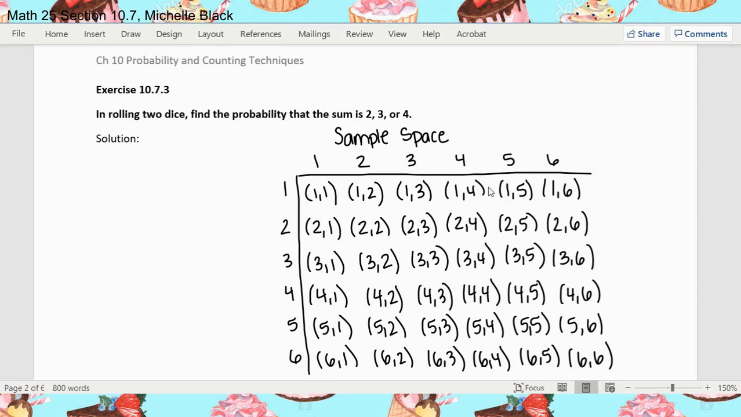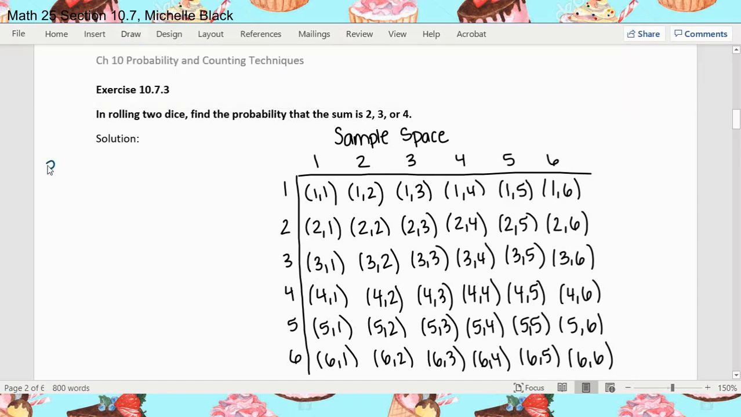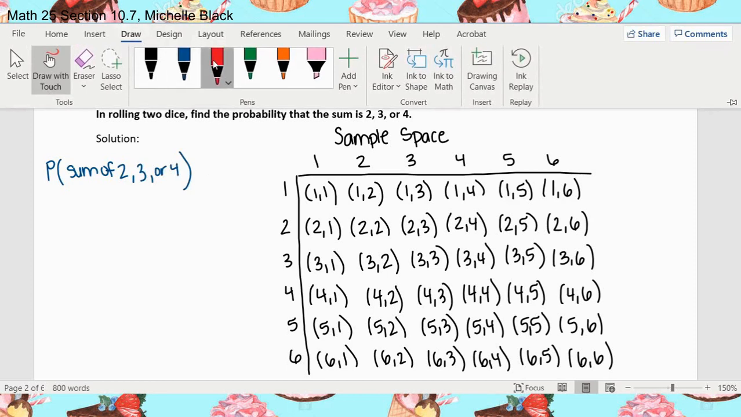And you should be left with all of these outcomes. Notice I have 6 by 6, so I have 36 different outcomes in this chart. We were asked to find the probability that the sum of the numbers on the 2 dice are 2, 3, or 4. So the probability that we get a sum of 2, 3, or 4. Okay, well, let's look at our chart.